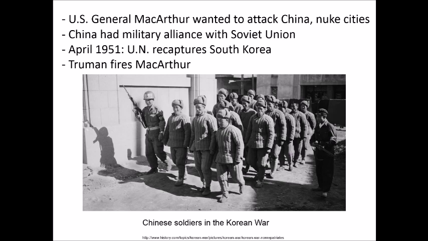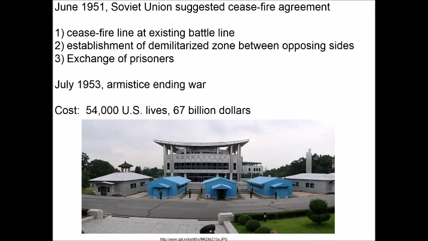Moving on. So that's pretty much the conflict. Although we say it was 1950 to 1953, most of the fighting took place in 1950, 1951. In 1951, the Soviets suggested a ceasefire agreement. Although there was still some fighting, the armistice or the ceasefire didn't actually go through until July 1953. We did see the foundations of peace set in 1951.